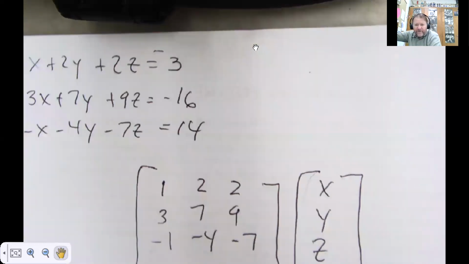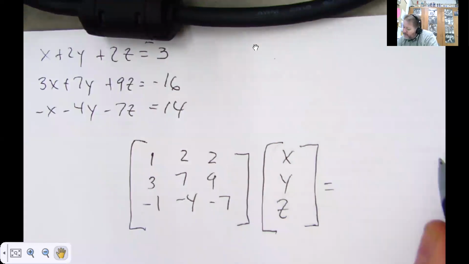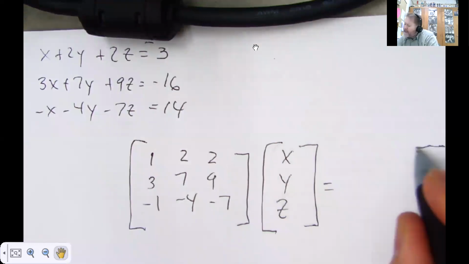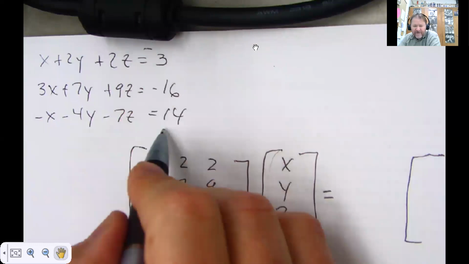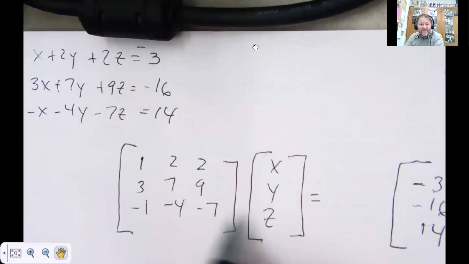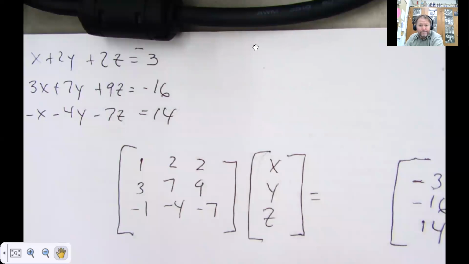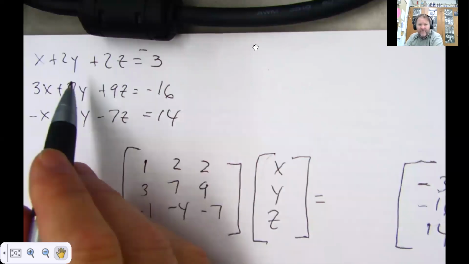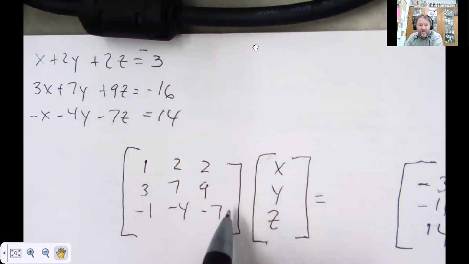And this is going to be equal to -3, -16, 14. Now let's talk about it. Why is what I've written down here the exact same thing as what I have up here? It's just a system of equations with the variables in here, and this is now in matrix form, the same thing.